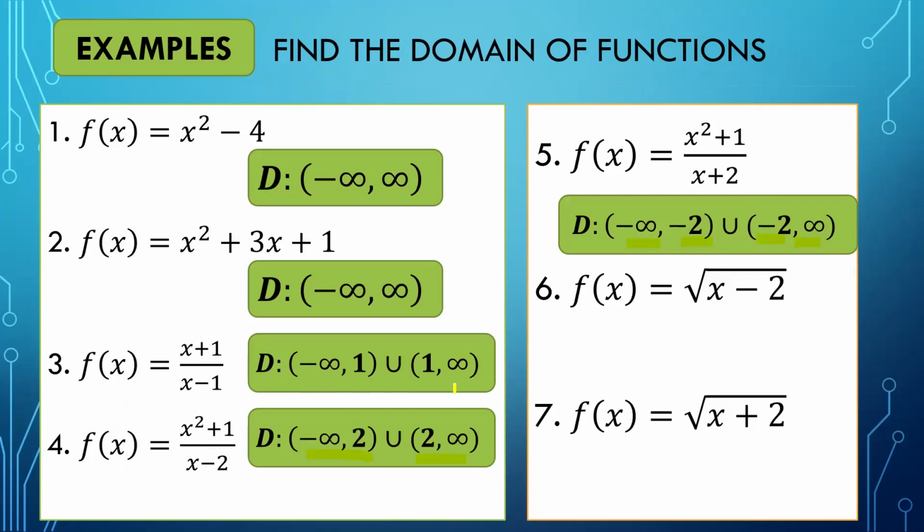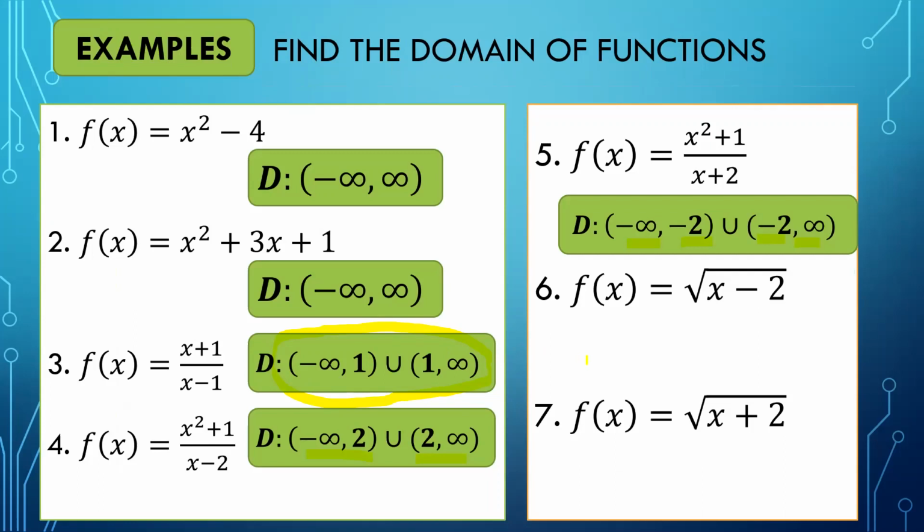So here from number 3 to number 5, if you observe, we have a pattern. If it is a rational function, your answer will most likely be in this form. But the question here is, what will be the excluded numbers? The pattern will be from negative infinity to a certain number, union that certain number to positive infinity.